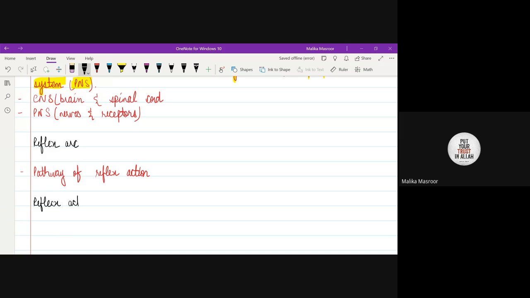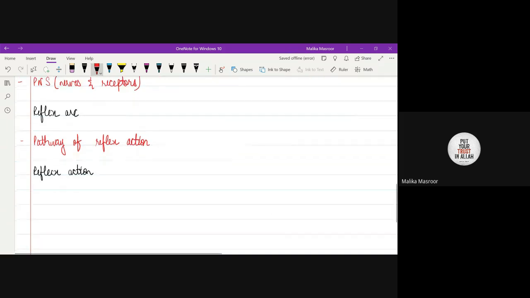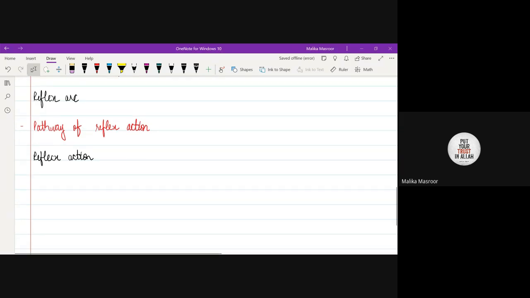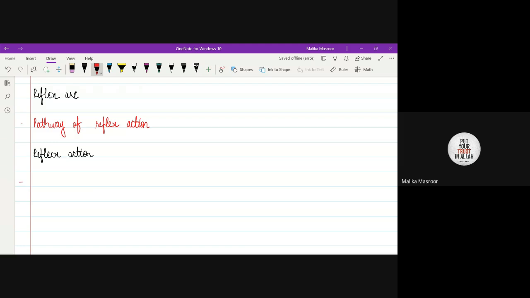For example, let's say, have you heard of knee jerk reflex? Anyone? Has anyone heard of it? No? Yes or no? I have not heard of it. Okay. So knee jerk reflex, have you ever seen doctors tap the knees with a hammer? There's a certain place where you tap and then your leg moves on its own. That is called a reflex.